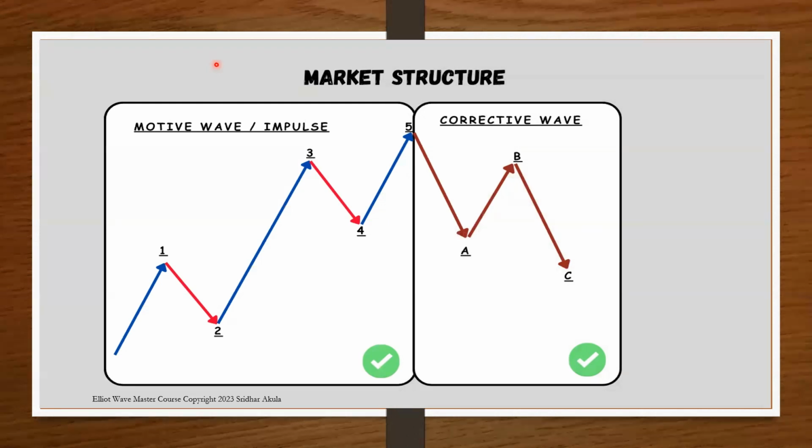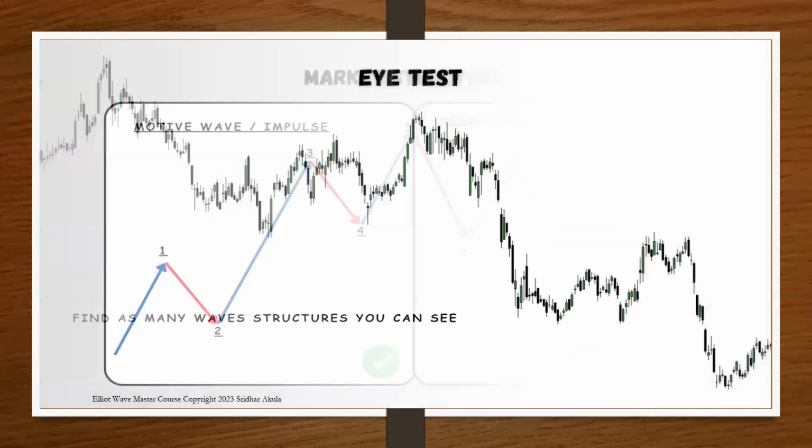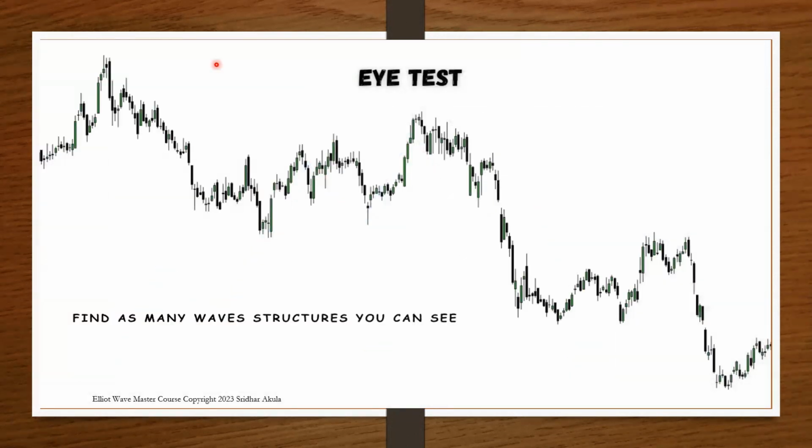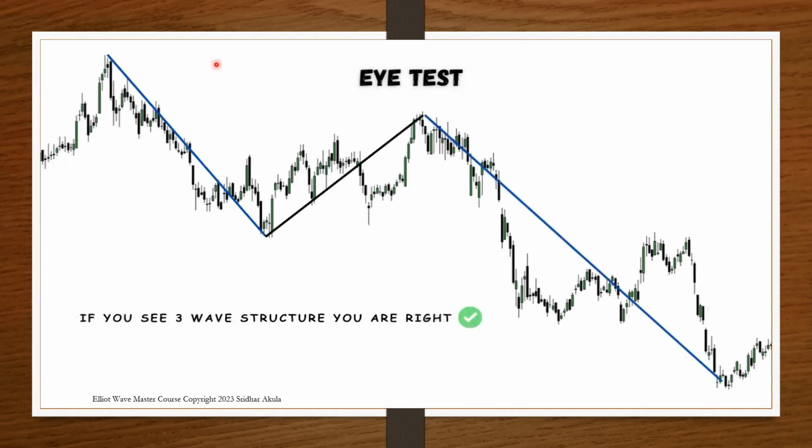Okay. I highly recommend you go to the charts in your own broking platform, whatever charting platform you use. Take some instrument and try your best to identify what waves you can see. All right. Now, I have put a blank chart in front of you. Find as many wave structures as you can see.